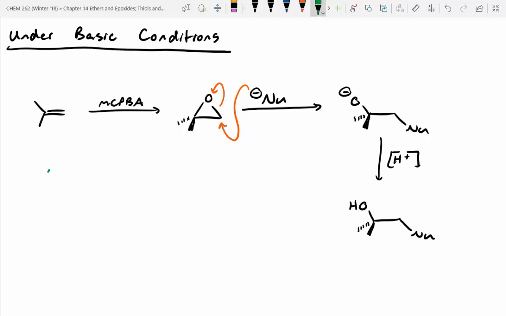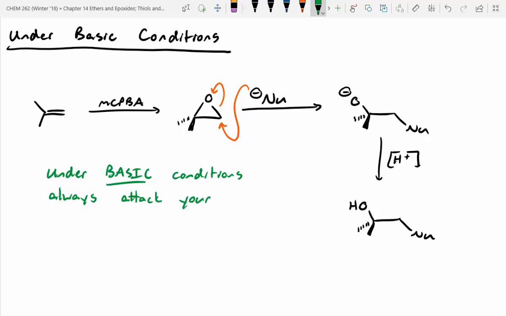So let's make a note. Under basic conditions, always attack your less substituted side. Excuse me. So it does get a little confusing remembering these rules. In general, remember that under acidic conditions, you attack the tertiary carbon, if available. Under basic conditions and all other conditions, go after the less substituted carbon.